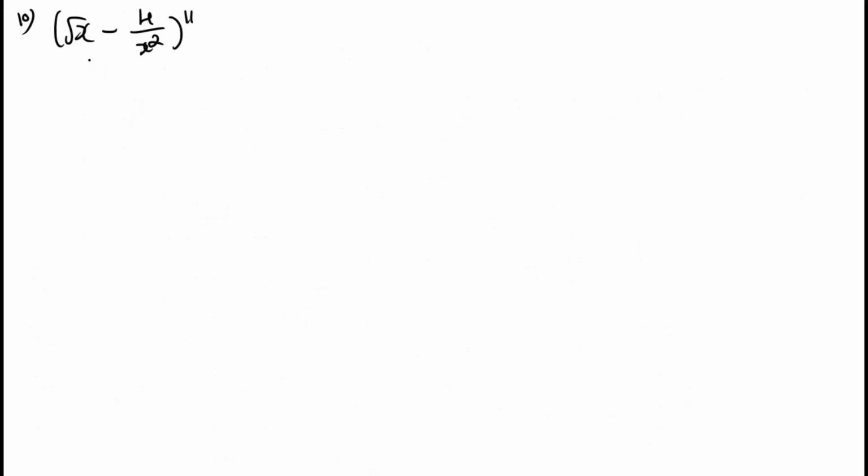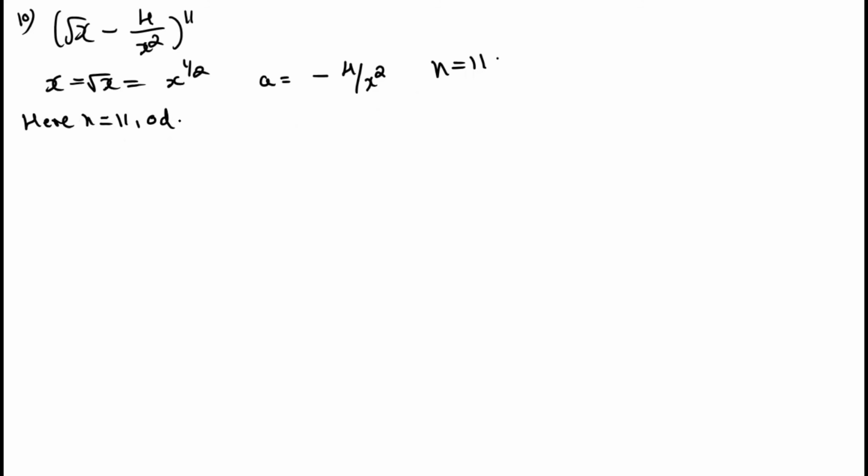See the next question, root x minus 4 by x square to the power 11. Here x value equal to root x, root x equal to x to the power 1 by 2, and the constant term a equal to minus 4 by x square. Index n is equal to 11. What is your observation here? N equal to 11, it's odd.